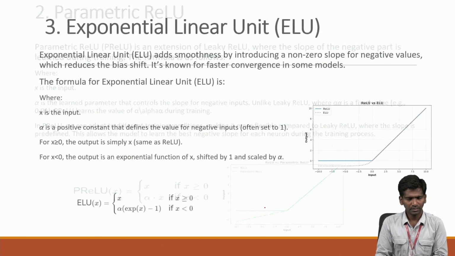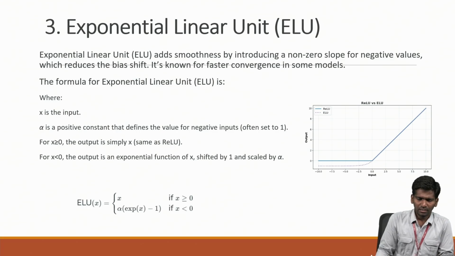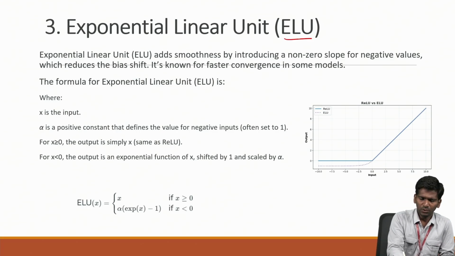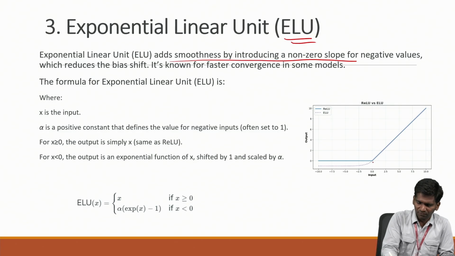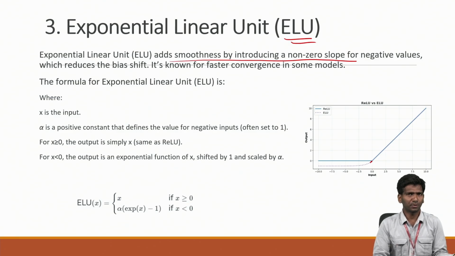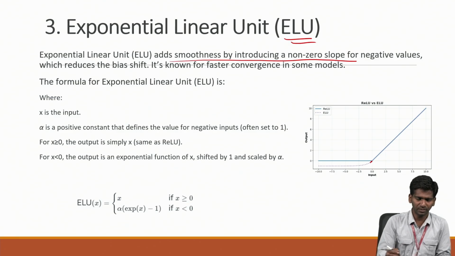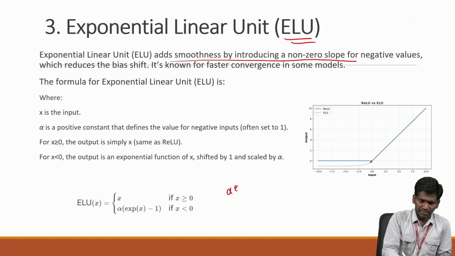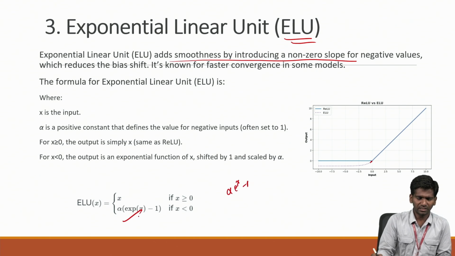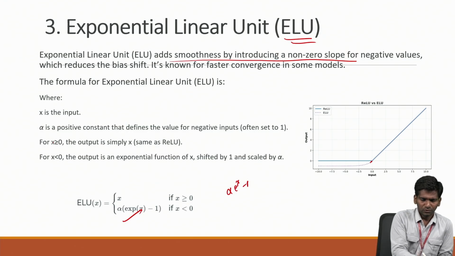Next, exponential linear unit. We call it ELU. In ELU, you see there is a curve here. The exponential linear unit adds smoothness by introducing a non-zero slope. Here, it will be 0 if the points are here. But here we are adding a slope with the help of an exponential function. So alpha times exponential of e power x minus 1. You can see the equation here. The formula is here.